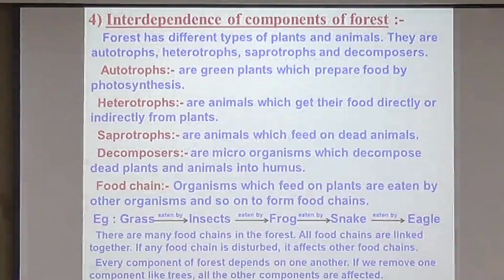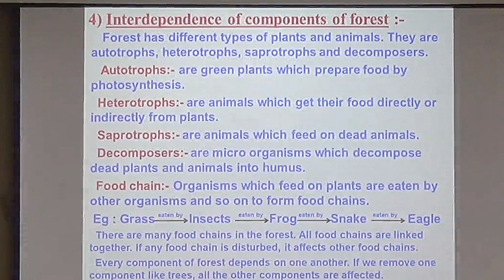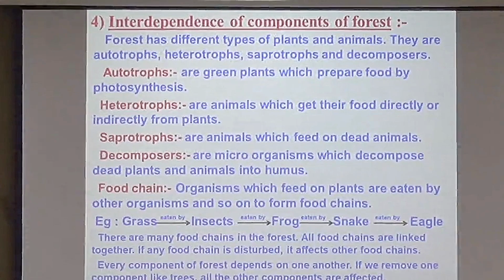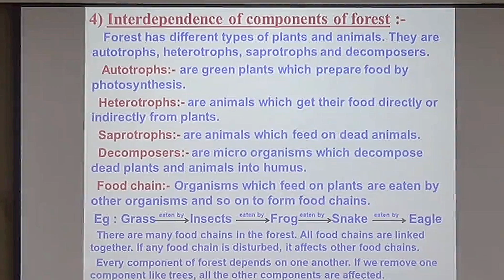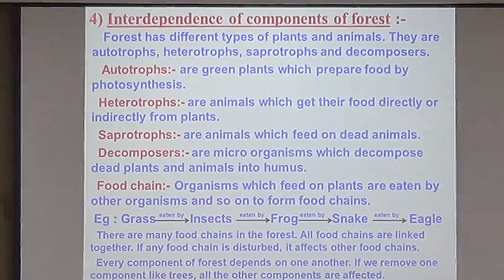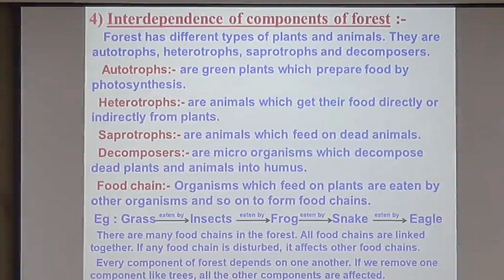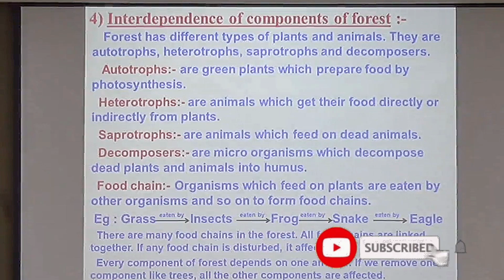Now the interdependence of components of the forest. Forest has different types of plants and animals. They are autotrophs, heterotrophs, saprotrophs and decomposers. The autotrophs are the green plants which prepare food by the process of photosynthesis. The heterotrophs are animals which get their food directly or indirectly from plants, and the saprotrophs are the animals which feed on dead animals. Decomposers are microorganisms which decompose dead plants and animals into humus.